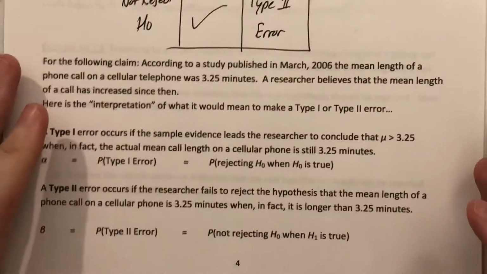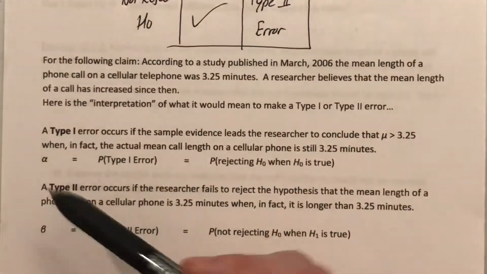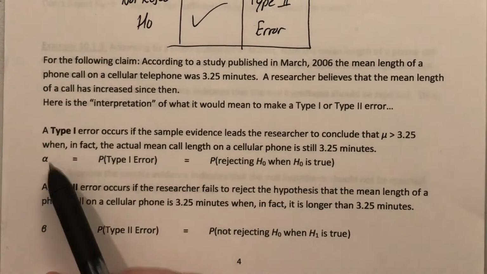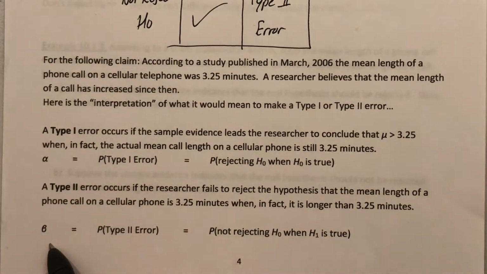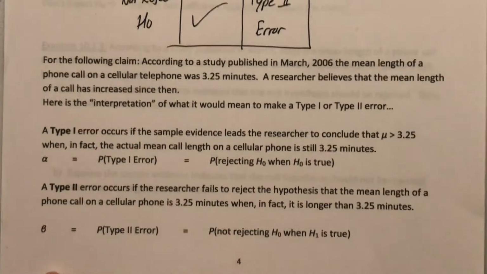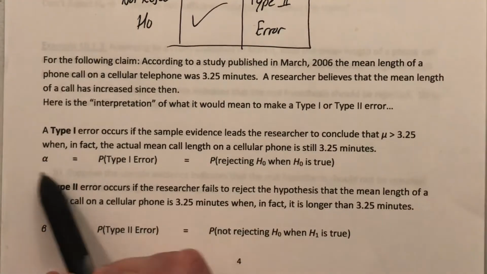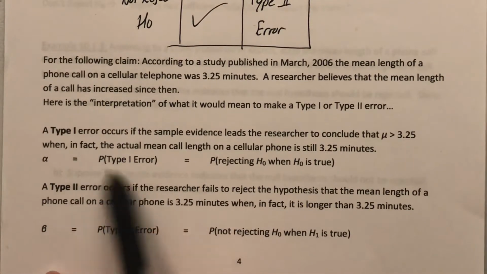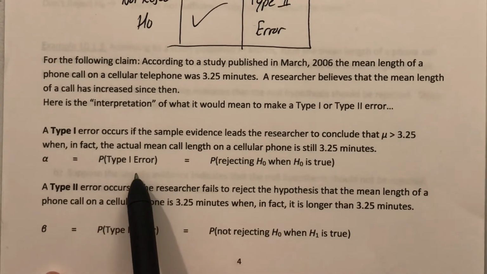So, jumping down to the bottom, just to point out, we've got these Greek letters alpha and beta to represent the probability of allowing a type 1 error or type 2 error to occur, although we do not deal with beta at all. We focus our hypothesis tests solely on alpha, solely on the chance of making a type 1 error, okay?